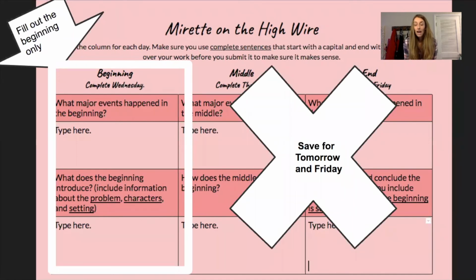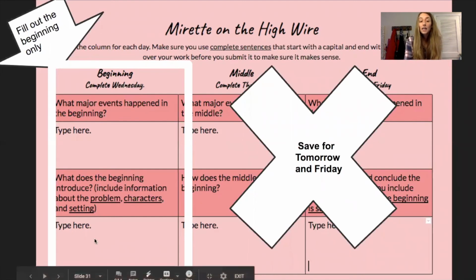So that's the beginning of the story. What you need to do now is you're going to open up our chart where we're going to write down the important things that happened in the beginning only. We're not going to worry about the middle or the end until tomorrow and Friday. So you need to open up this chart. In the first box, you're going to put the major events that happened in the beginning. You should have more than one event, not just one.